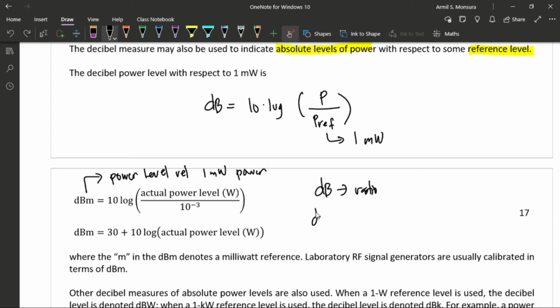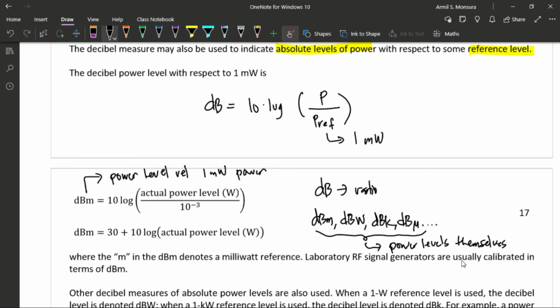Usually, it's dBm or dB with a unit attached to it. Say dBm, dBW, okay? dBk, and say dB micro, okay? And so on. We don't use this as a power ratio. Okay? We use this as actually power levels themselves.